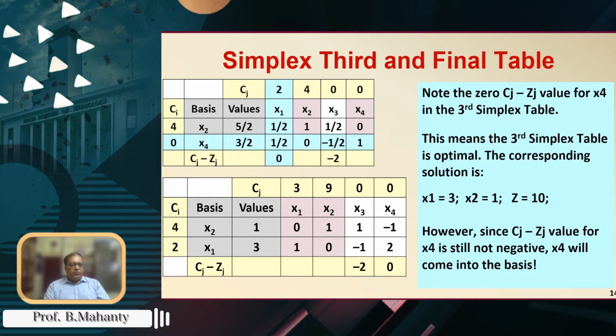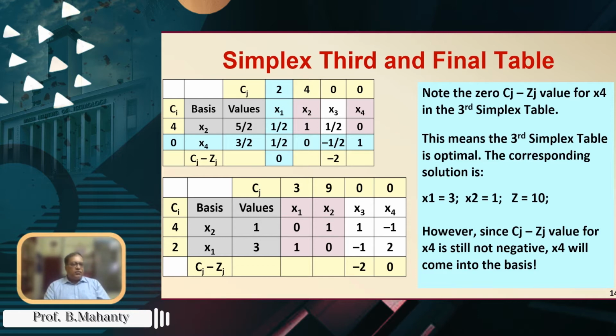So x1 comes into the basis, and between 5 by 2 and half and 3 by 2 and half, 3 by 2 and half is the bottleneck. So x4 leaves the basis, x1 comes into the basis. So here is the next table. Here is the key row. So the intersecting element is half. So divide everything by half. So this becomes 3, 1, 0, minus 1 and 2.